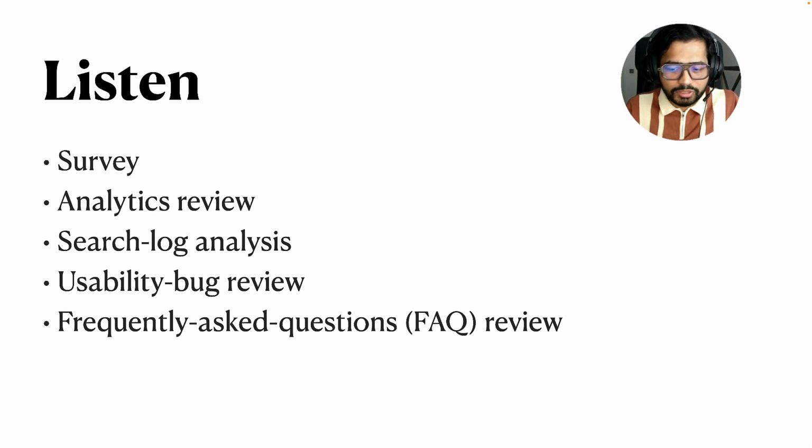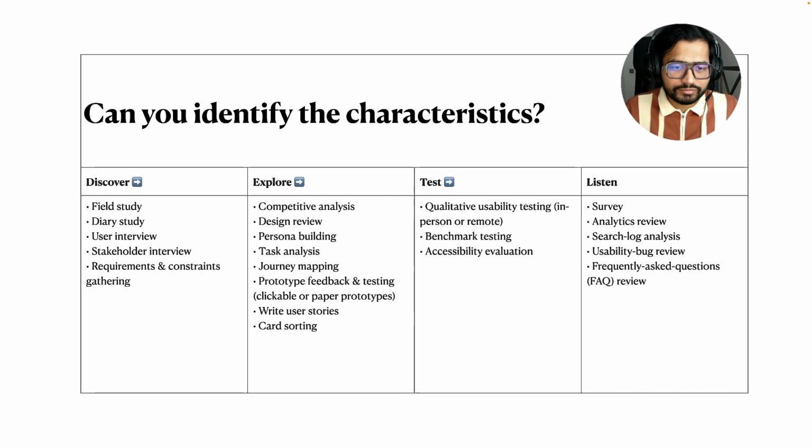On the usability bug review, are they easily finding the things that you want them to find? And then the frequently asked questions, what kind of questions they really look for. So sometimes in an e-commerce site, probably something like how do I make a payment, or can I use a Visa, or can I use a Master, can I use a bank account, all those things.